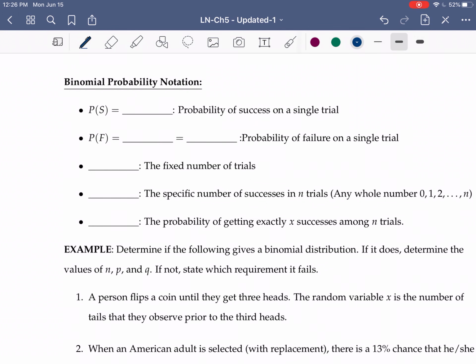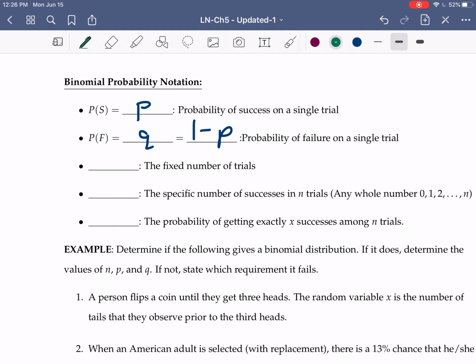For probability of success, P of S, we will use a lowercase p. For probability of failure, we will use a lowercase q. Since there's only success or failure on a single trial, the probability of failure is 1 minus the probability of success. So if you're successful 20% of the time, then it's a failure 80% of the time.